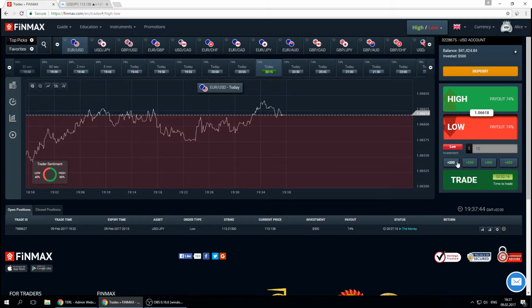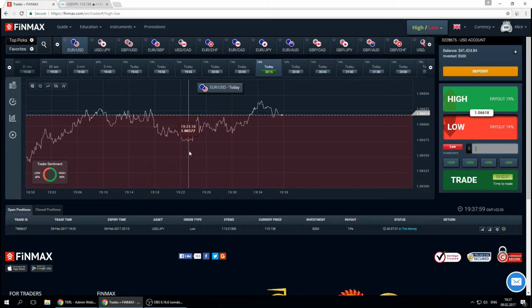When you need to add more money to the amount that you have chosen, you simply press on this button, in order to add more funds, depending on the amount that you have on your account and the strategy that you are working with.